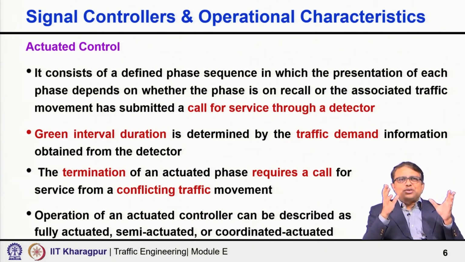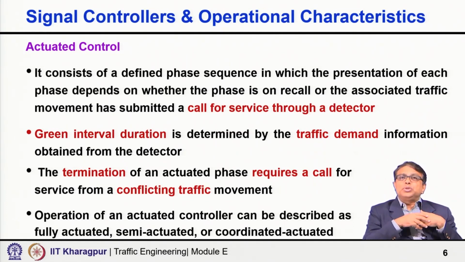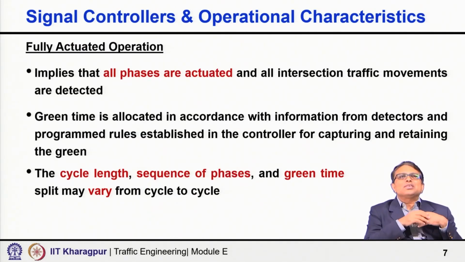So, it is not just one type, there are multiple types of actuated operations or actuated control that are possible. So, it could be fully actuated, it could be semi actuated, it could be coordinated actuated. You know what is coordination? So, coordination will be maintained, but it will still be actuated. So, first let us come to fully actuated signal.